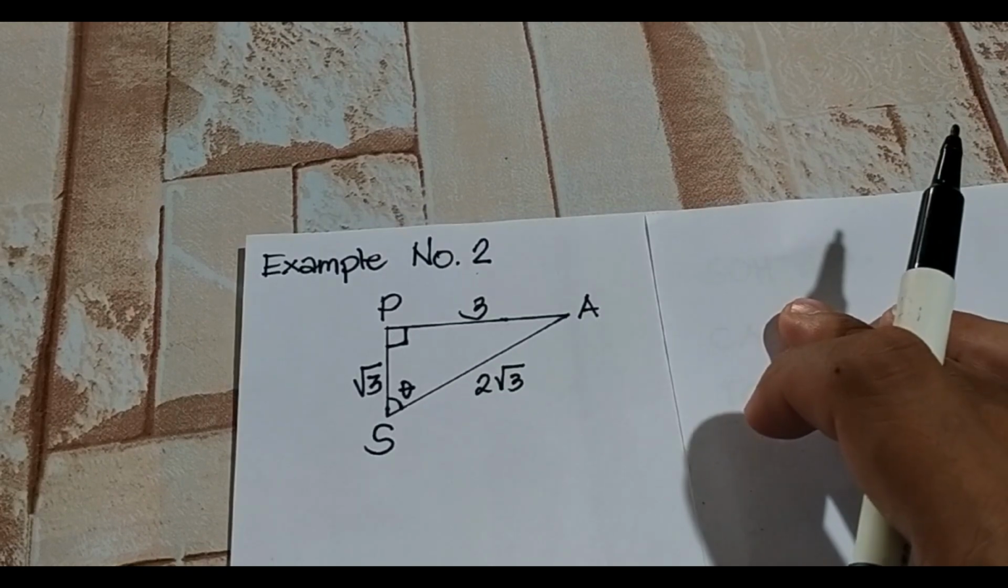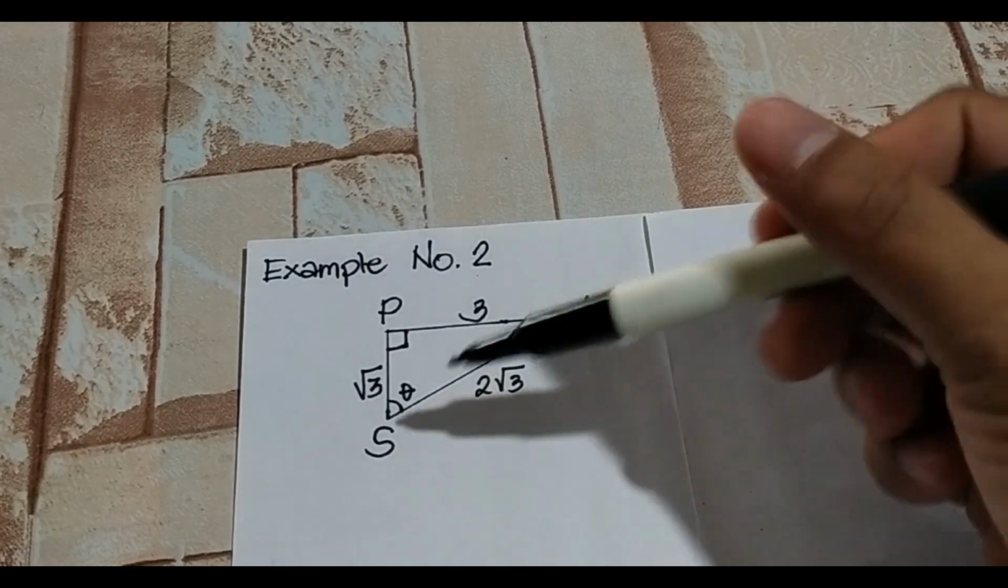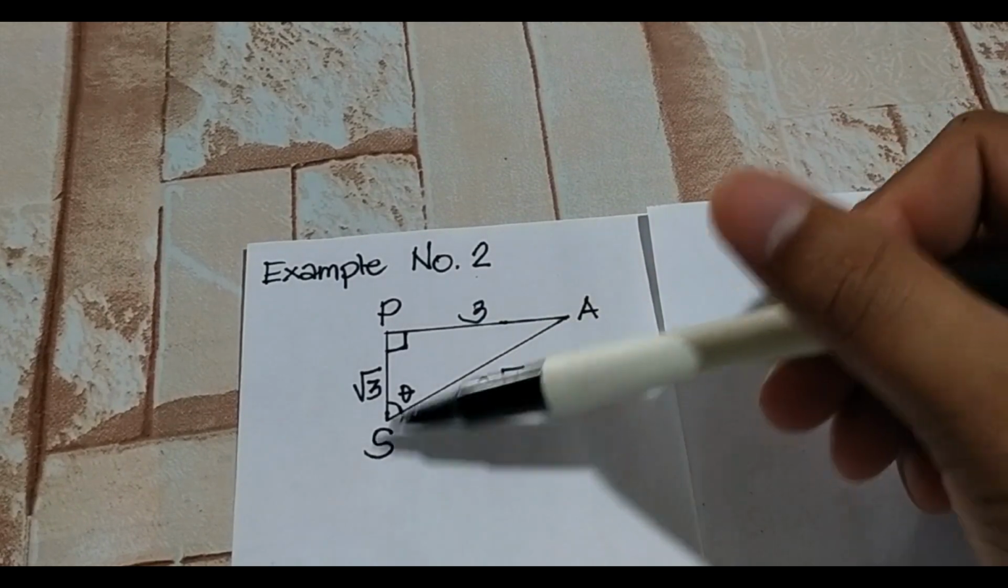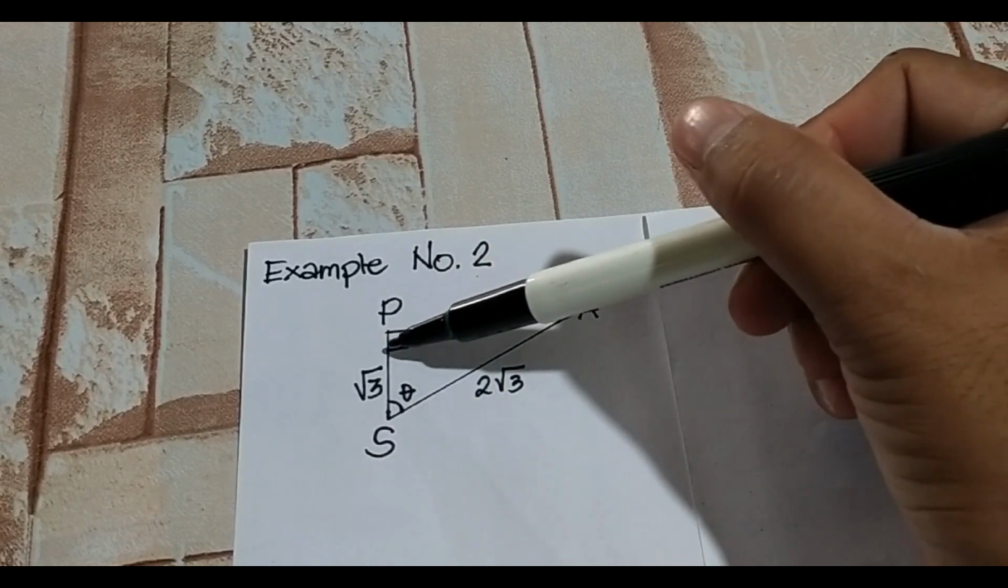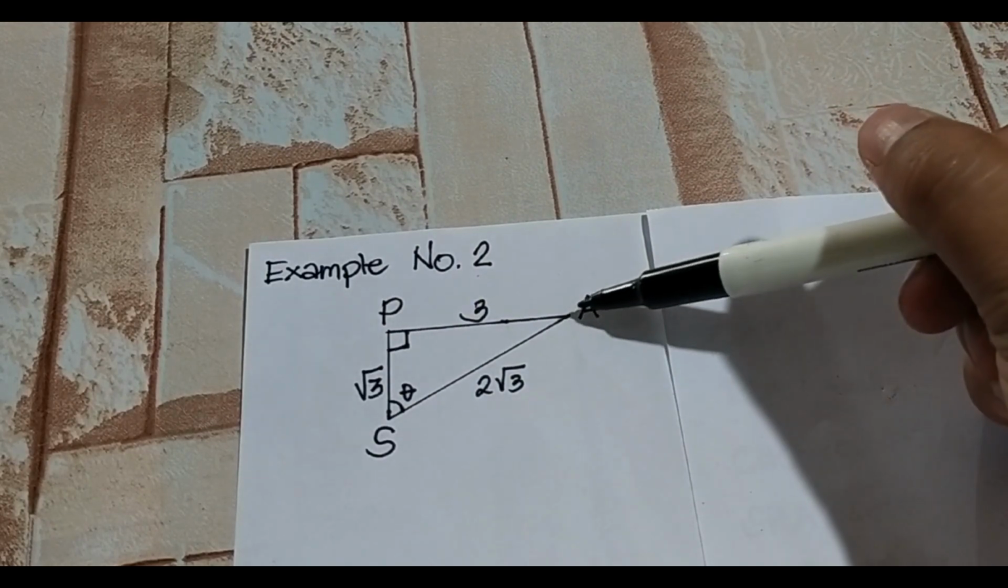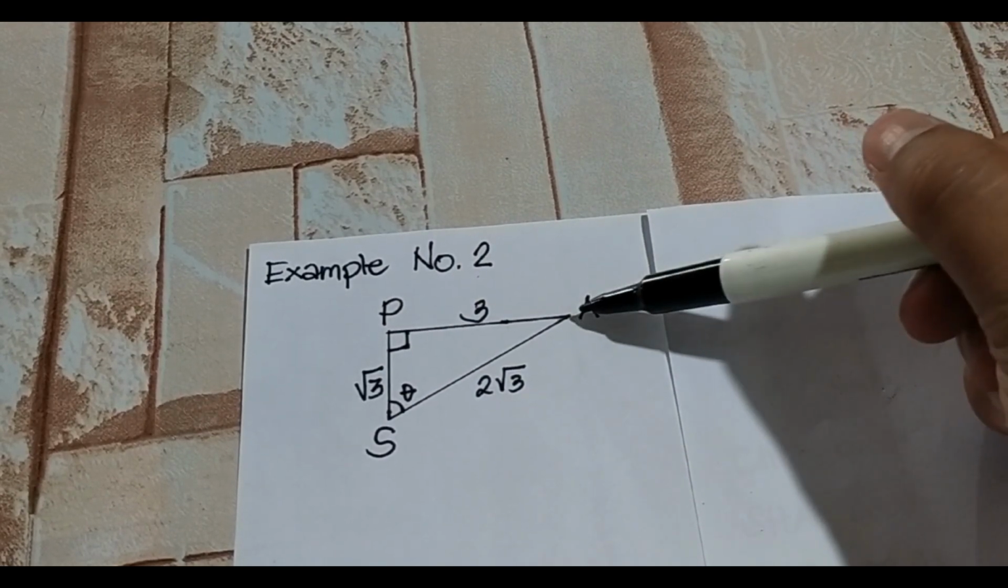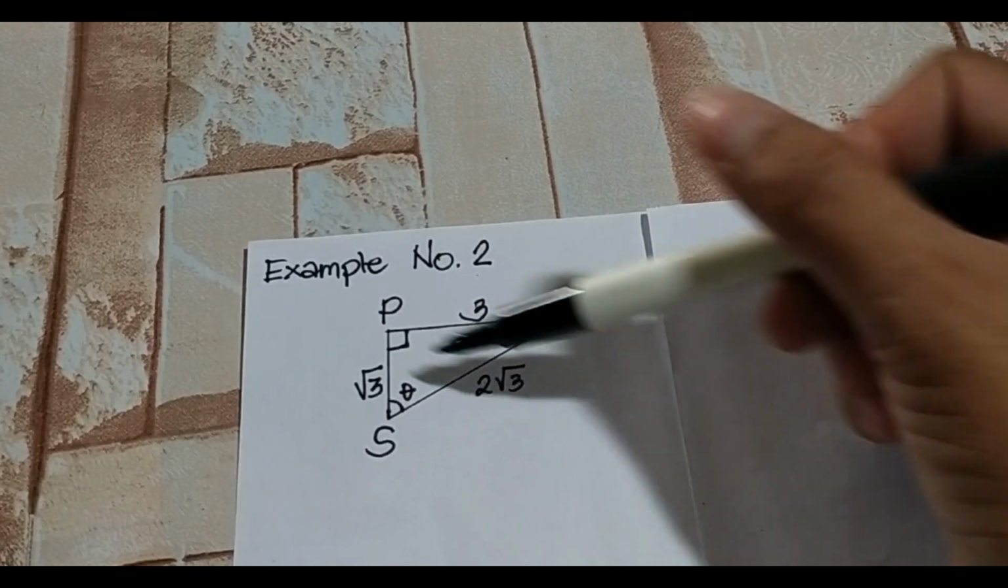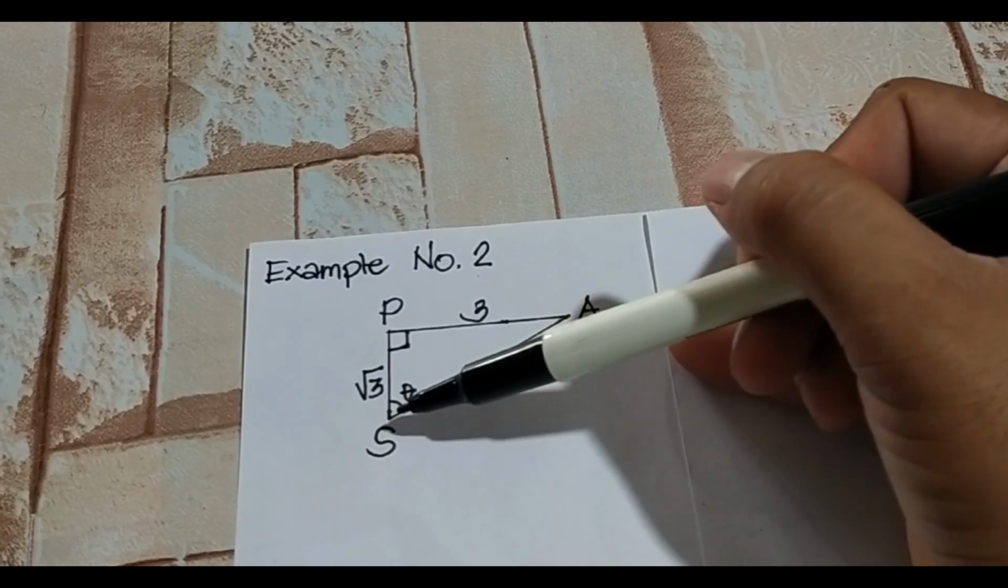Let us now have example number 2. We have here triangle PSA with angle P as our right angle. From the given, we have segment PA equal to 3, segment SA is 2 square root of 3, and PS is equal to the square root of 3.